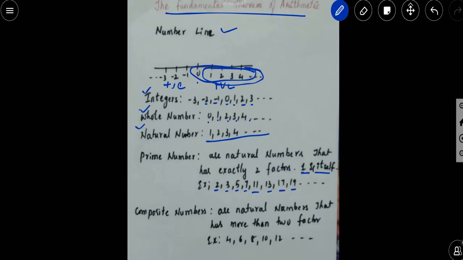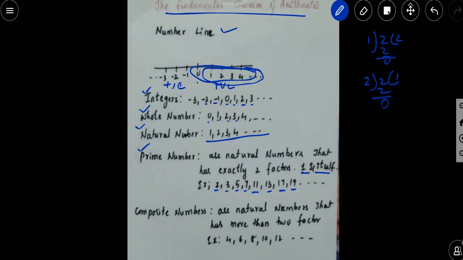For example, if I take 2, it is divisible by 1: 2 ones are 2, remainder 0. Again, 2 is also divisible by itself: 2 ones are 2, remainder is 0. So 2 is divisible by 1 and itself. Same way, 3 is divisible by itself and 1, and the same is true for 5. So the number which is divisible only by itself and 1, we call a prime number.